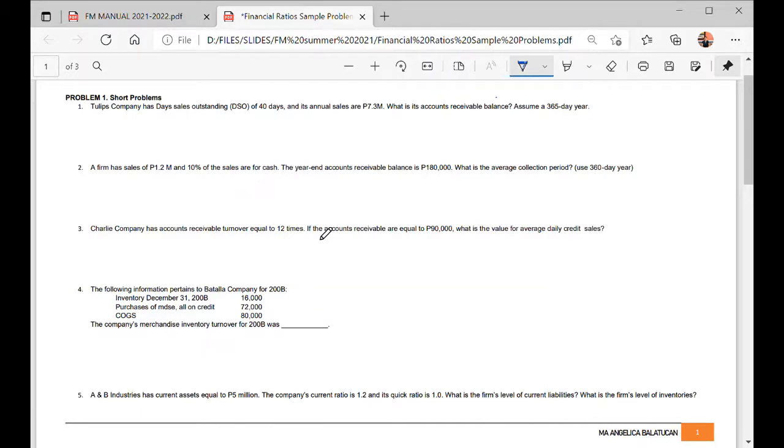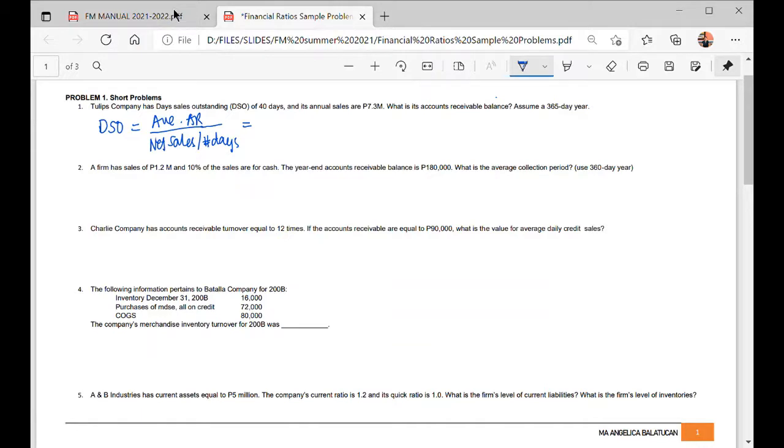Since the given is the day sales outstanding, we are given a clue to what formula can be used. So we will use the formula for the days sales outstanding. What is the formula for the day sales outstanding? That is average AR divided by net sales divided by the number of days. Okay. So the day sales outstanding here is 40 days.